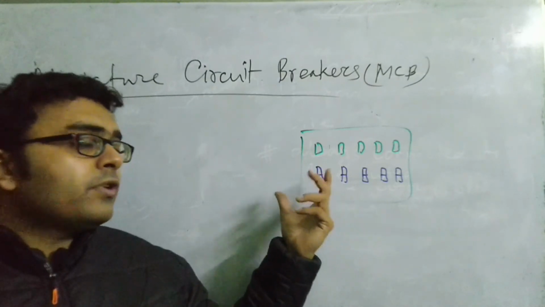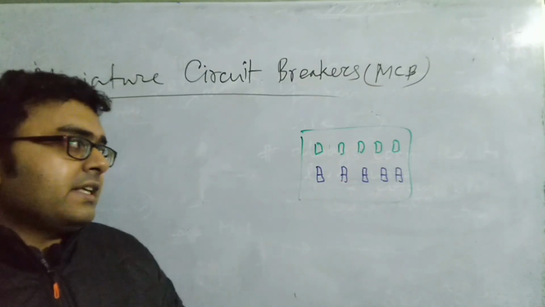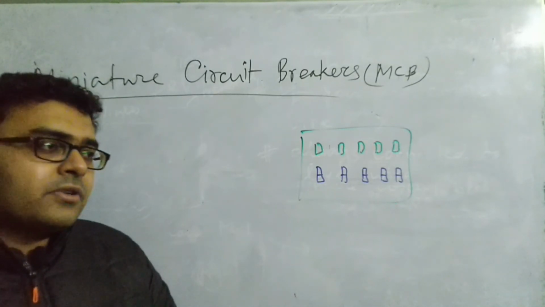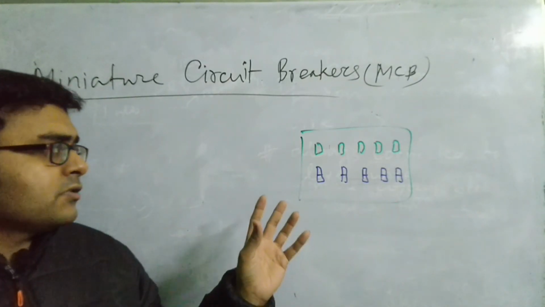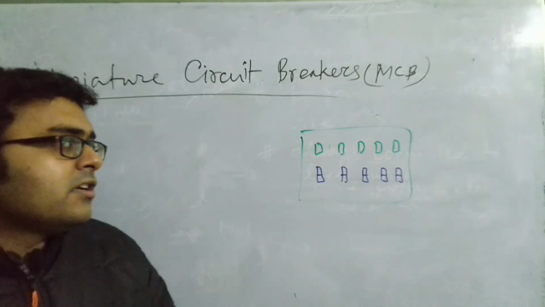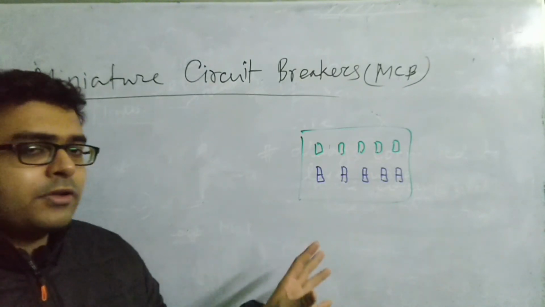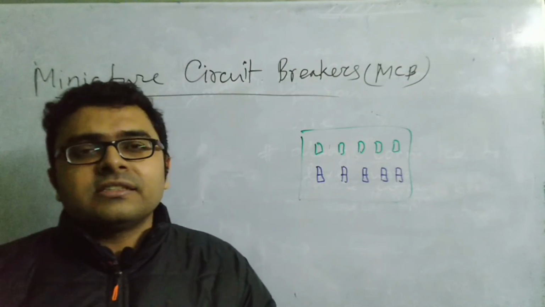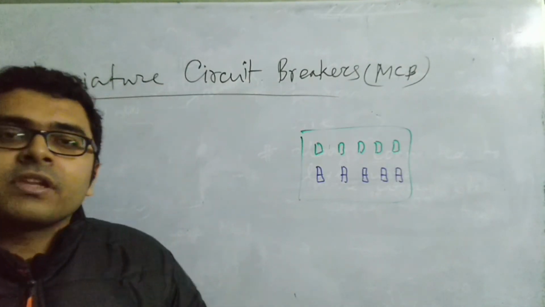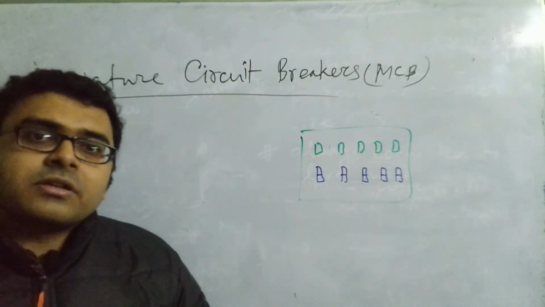It is more accurate than fuse. So with the evolution of technology, the internal mechanism is not in your syllabus. Just to know about the initial working, it has been included in the syllabus. So I think it is enough for you to know that it is a more accurate device than the fuse, and it is easier to use. Okay, so this is the miniature circuit breaker or MCB.